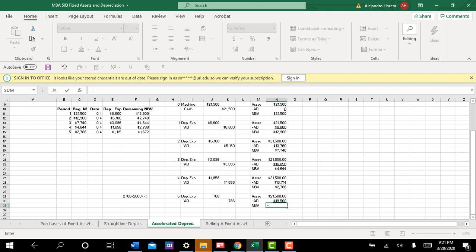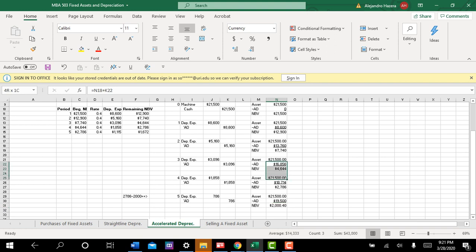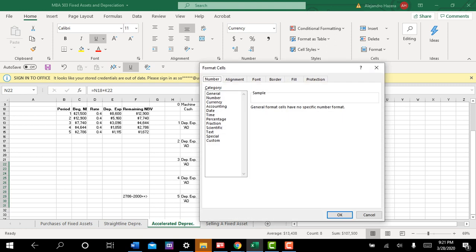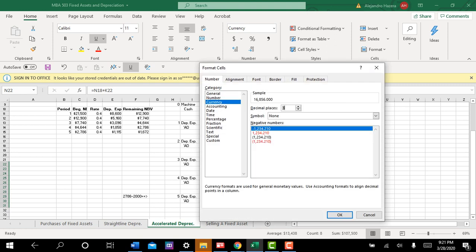Okay, and so 21,005 minus 19.5 gives you, I don't know what's giving me that cents. It's probably got rounding embedded in it. Let's go ahead and fix that problem right in here. And it is currency, but with zero.